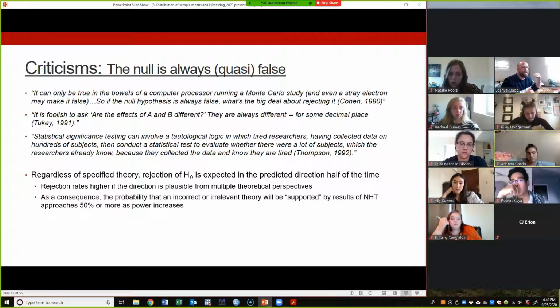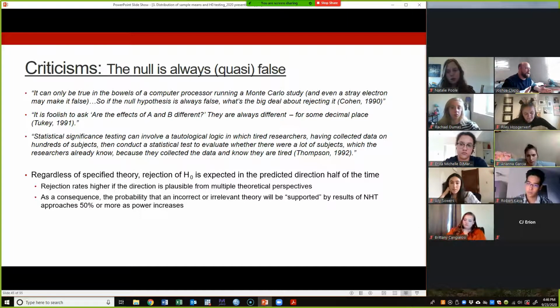The problem is that even if I have a completely irrelevant theory that has nothing to do with actual real life, at a theoretical level, I'm going to get results that support my unreasonable theory at least half the time as my power starts to increase, right? If A and B are functionally unrelated in any sort of meaningful way, at least half the time, B is going to be bigger than A or A is going to be bigger than B, as I start to get super fine distinctions, right?